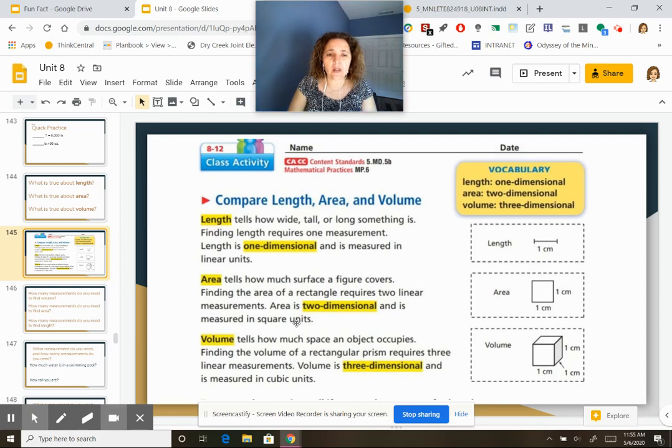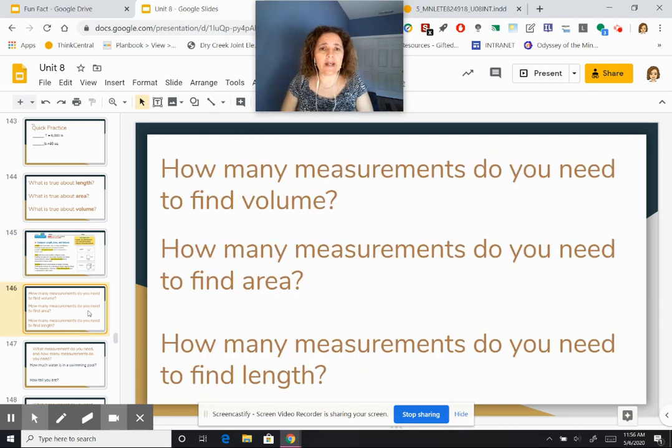Okay. Volume is for three-dimensional shapes. You need three measurements, and it's measured in cubic units. Okay. So length, just how long something is, wide or tall. Area, how much is being covered on a flat surface. Volume, how much is being covered in a 3D shape. Okay, three-dimensional shape. All right, so let's look at some examples.